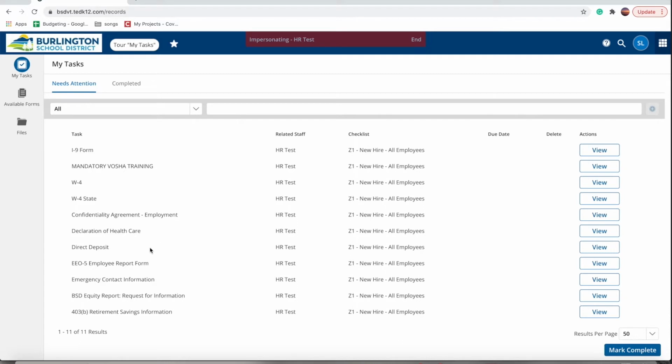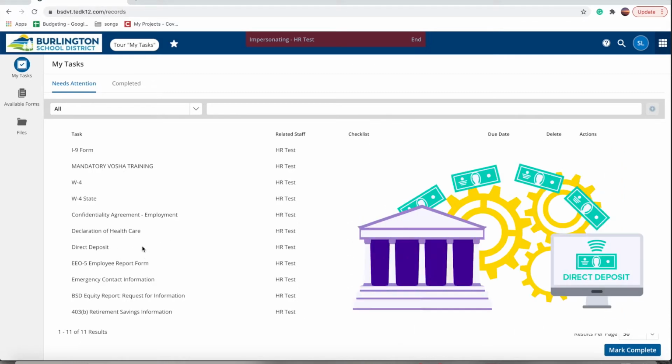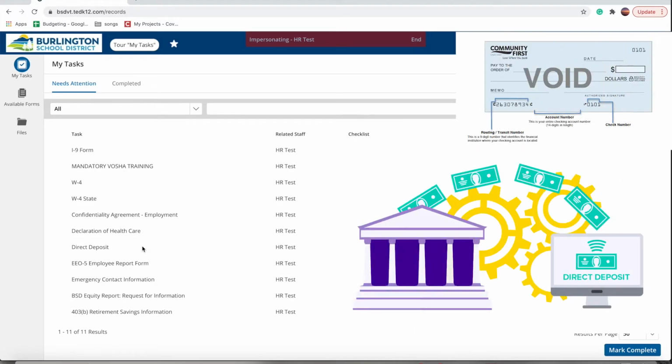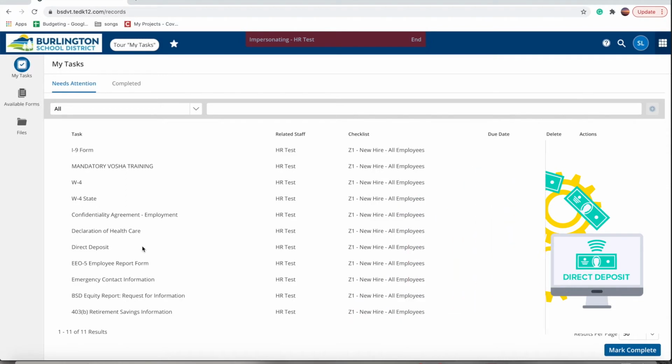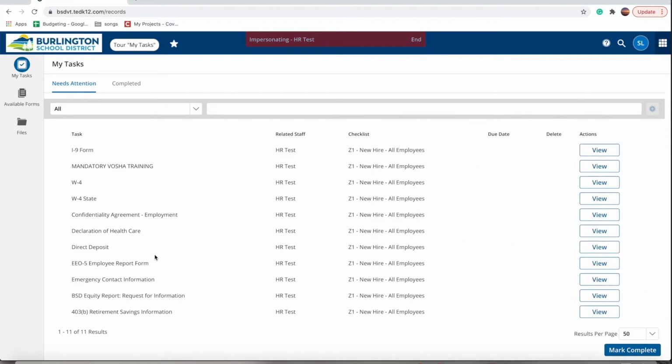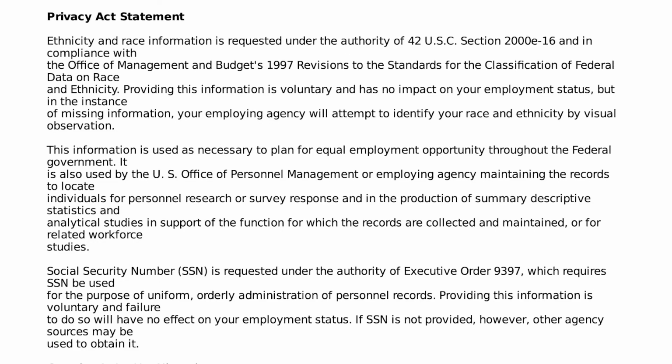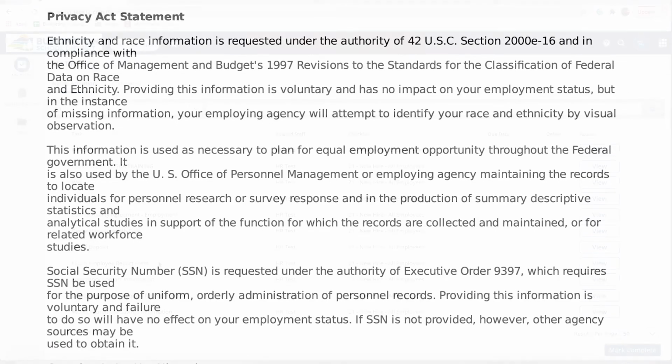The next form is the direct deposit form. This form should be completed to have your paycheck deposited to a banking institution. It requires both your routing and account numbers. The following form is the EEO-5 employee report. This is a compliance reporting system used to collect employment data for federal reporting.